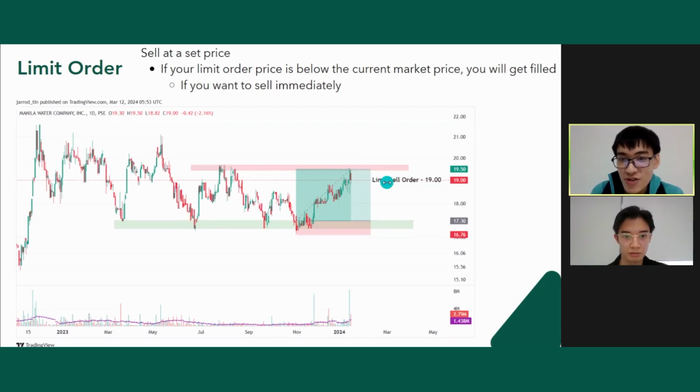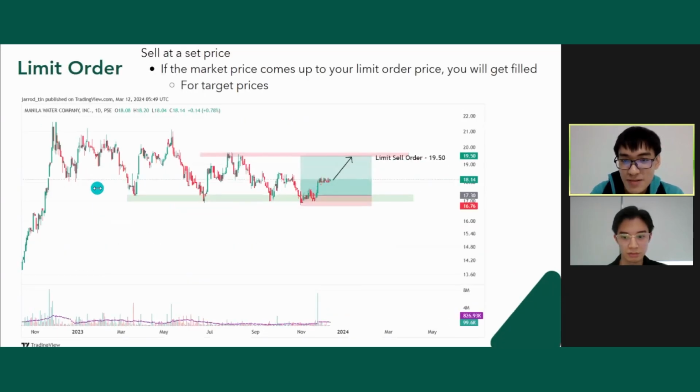So what you would do is, it's also a sell limit order, pero you set it at the current price or lower para ma-fill ka agad, right? So if the price is at 19, you set your sell limit order mga 18.95, ganun, para mabenta na agad, right? So you're gonna be selling it down so that you can get out immediately. So that's a sell limit order if you want to sell immediately.